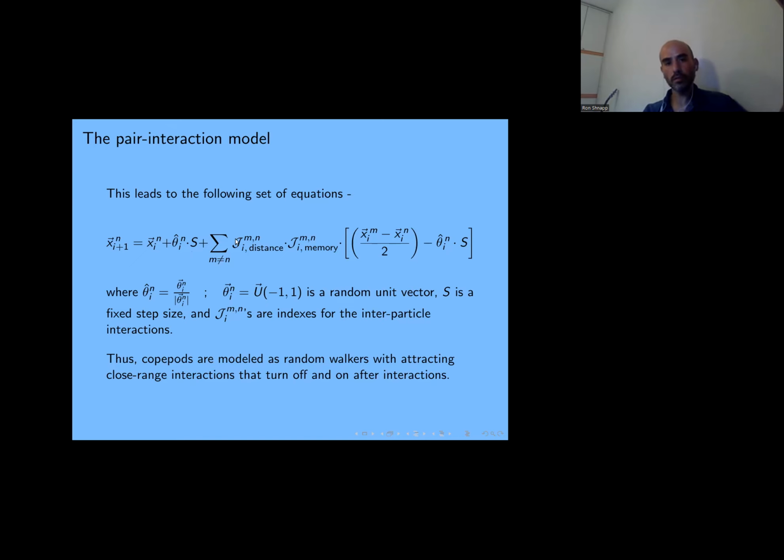So we have basically two indices. The first index is a distance index. This counts whether they do have one particle within their interaction sphere or not. And then we have the second index right here that accounts for this memory timescale process. And if both of them are equal to 1, namely they did not have an interaction in the previous n steps, and they find themselves in close proximity to another particle, then both of them will be moved to the center position that both of them had in the previous time step. So it's a really very simple model in which copepods are modeled as random walkers that have attracting close range interactions that can turn off and on based on their memory and on the distance that they have with respect to other particles.